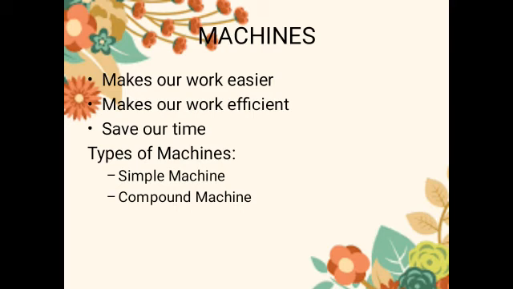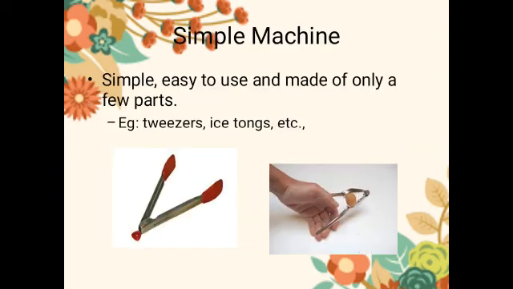So what are the types of machines available? Yes, there are two types of machines. They are simple and compound machines. Simple machines are very easy to use and easy to handle. They are made up of a single part only, right? So examples for those machines are ice tongs, tweezers, etc.